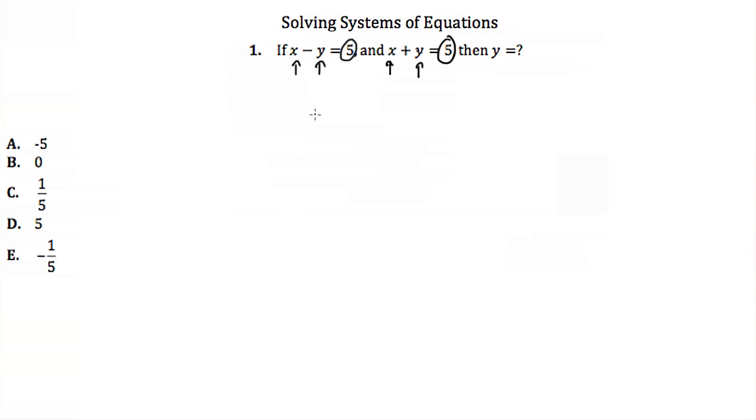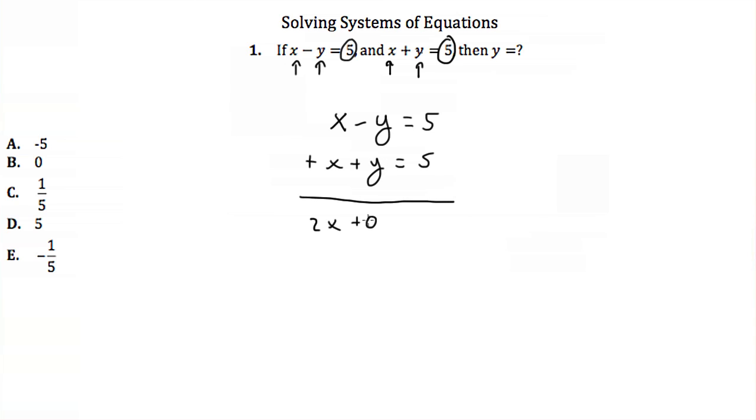But if you can't see that, we can solve these two equations. It's probably easiest to use elimination. If I have x minus y is equal to 5 and x plus y is equal to 5, then I can add these two equations vertically. X plus x is 2x, negative y plus y is a 0y, and 5 plus 5 is 10. This simplifies to 2x is equal to 10, and that means x is equal to 5.